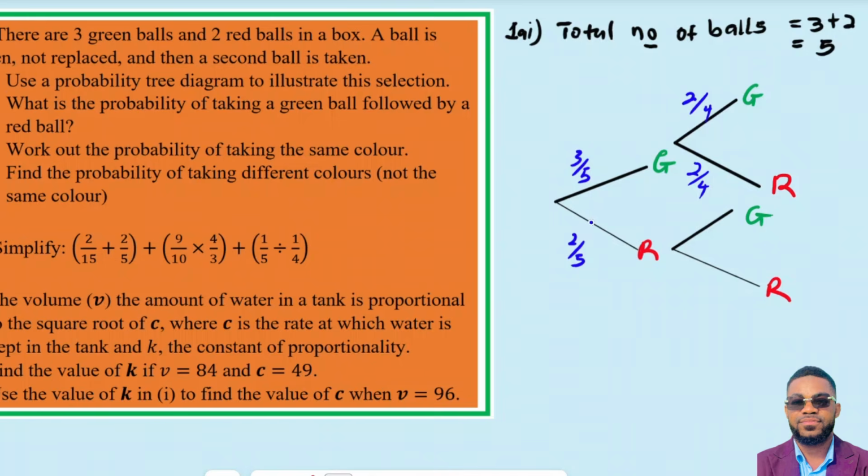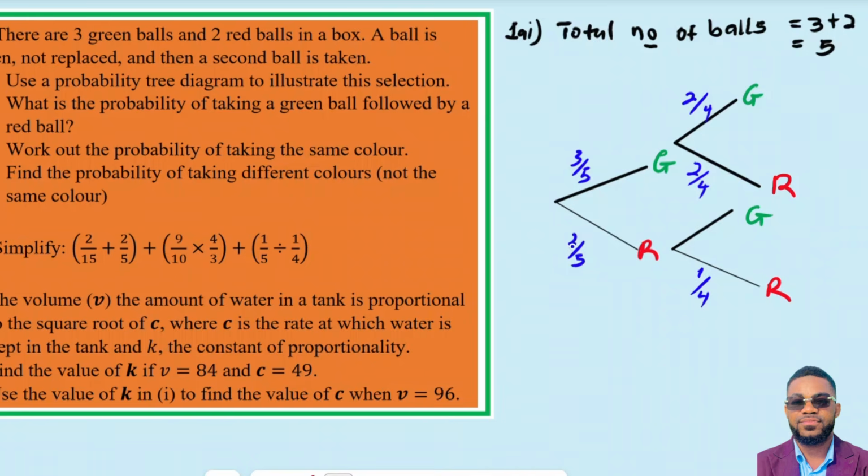So when you come here, this is for the red balls. So assuming you take a red ball first, that's going to be 2 out of 5. The total number of red balls is 2. So we have 2 out of 5 in this one. Now, what if the second ball is still red? So that's going to be 1 out of 4. I hope you get that.